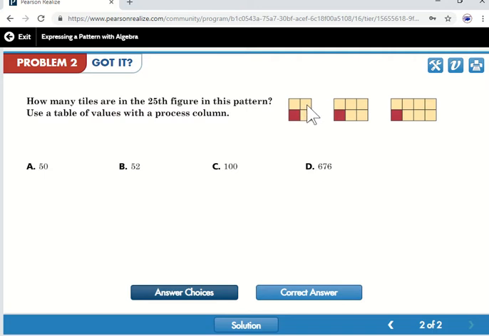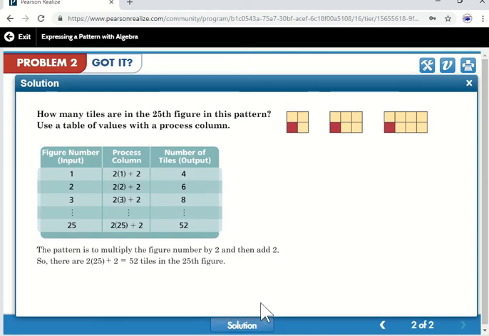2 times the figure number is 2 here. 2 times the figure number here gets you adding 4 to the original 2. Here you're taking the original 2 and adding 3 to it, so what's 2 plus 25 times 2? I think the answer is going to be B. And I don't know why they're not including a whole table of values with this, but the correct answer is 52, right? So let's take a look at the solution. There it is. My bad.